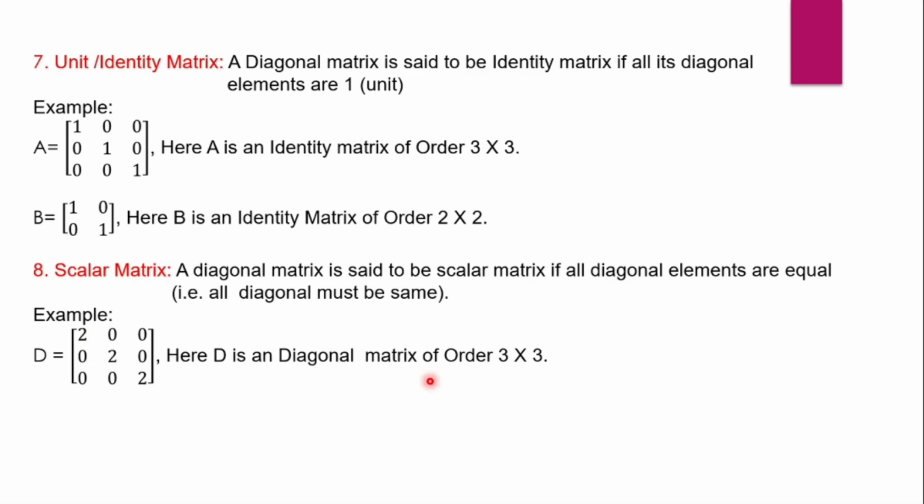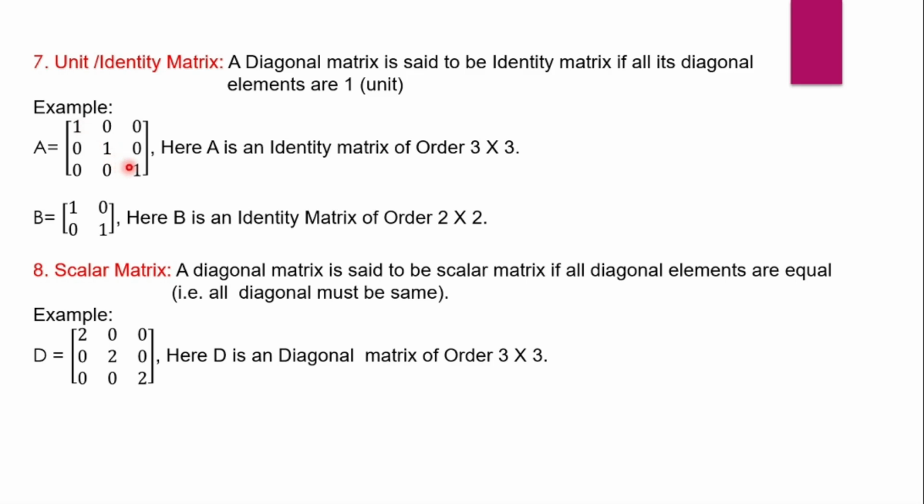The main point I want to make here is that there is a difference between an identity and a scalar matrix. In a scalar matrix, all diagonal elements should be the same, whereas in an identity matrix all diagonals should be 1. The next point to note is that every identity matrix is a scalar matrix, but every scalar matrix need not be identity. If I consider matrix A, it satisfies the definition of a scalar matrix: a diagonal matrix is said to be a scalar matrix if all diagonal elements are equal. Here we have the elements 1 1 1, so it preserves the property of a scalar matrix.